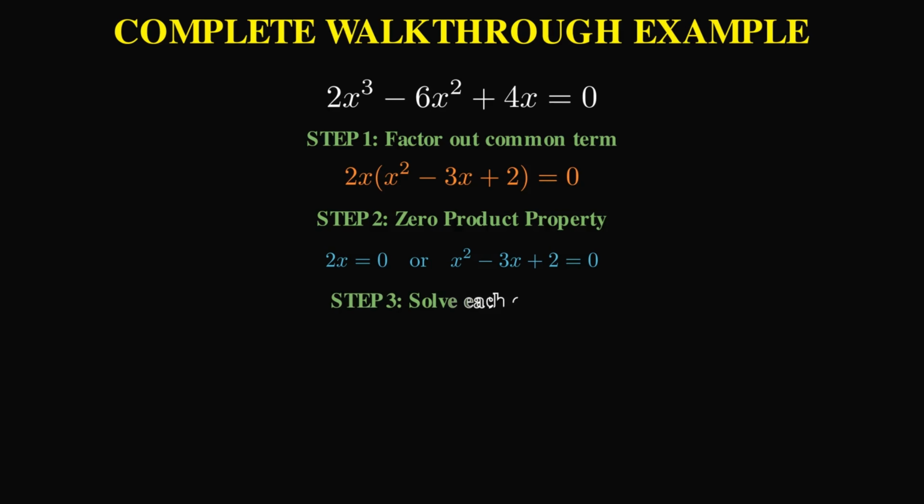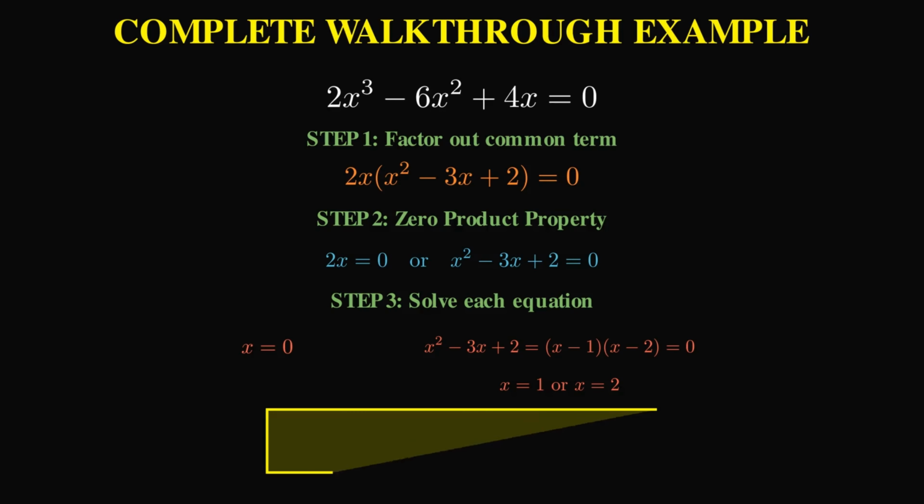Step 3 involves solving each equation separately. From 2x equals 0, we immediately get x equals 0. For the quadratic x squared minus 3x plus 2 equals 0, we can factor this as x minus 1 times x minus 2 equals 0, giving us x equals 1 or x equals 2. Therefore, our complete solution set is x equals 0, 1, and 2.